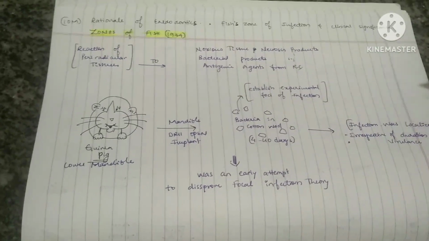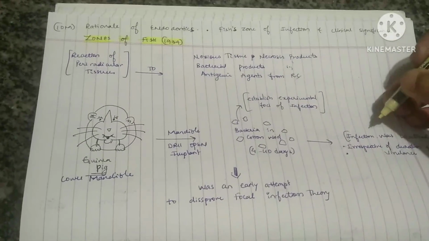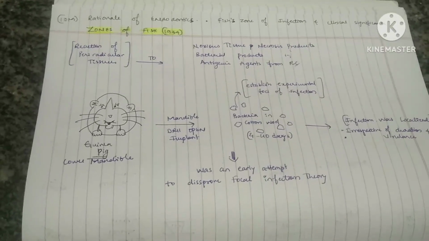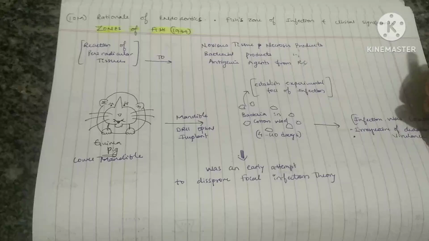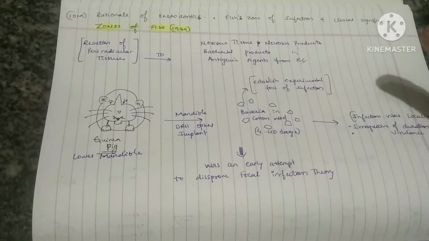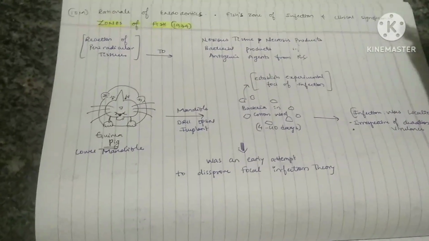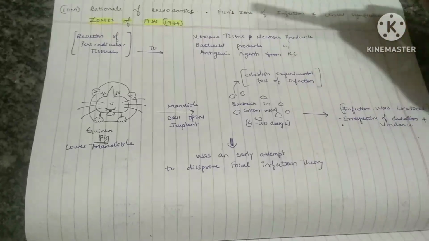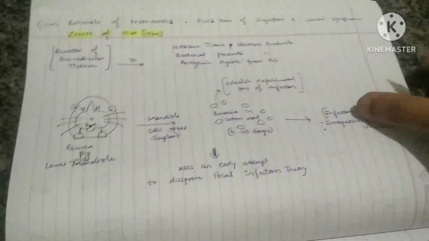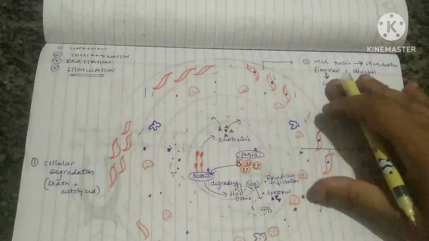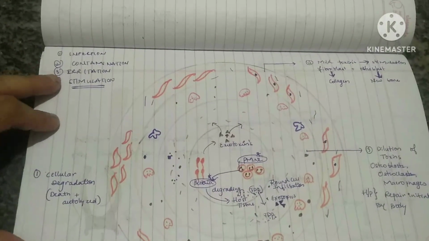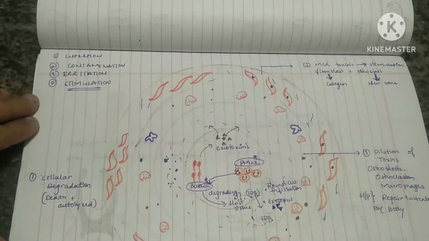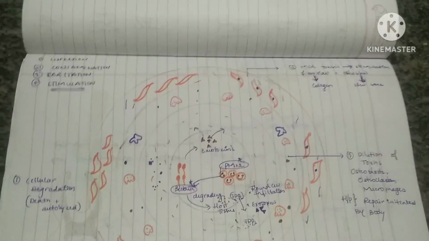ठीक है, उसका रिजल्ट क्या आया? There was an infection, yes, but it was localized irrespective of the duration and its virulence. So this was all about the experiment done by Fish in the year 1934. Now we'll be studying the four zones which he gave. The first one was the zone of infection, then contamination, irritation and stimulation. We'll be discussing these in detail.